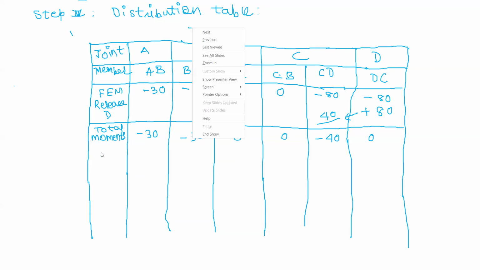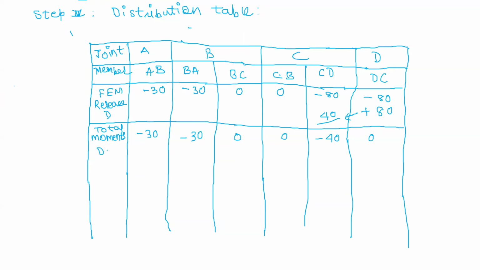So we have distributed moment. Now I will write the values. We have 22.5, 7.5, and 40 will be 7.2 and 32.8. Now you can distribute it by considering distribution factors.